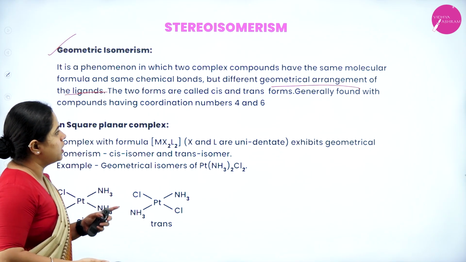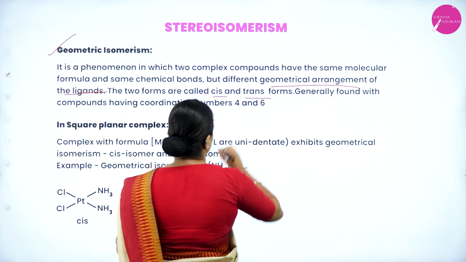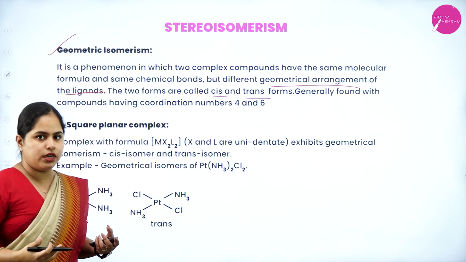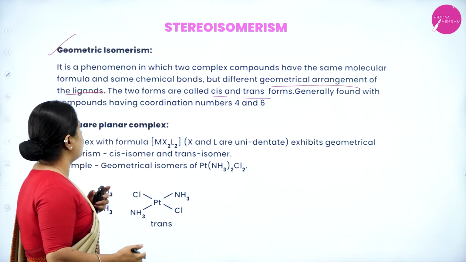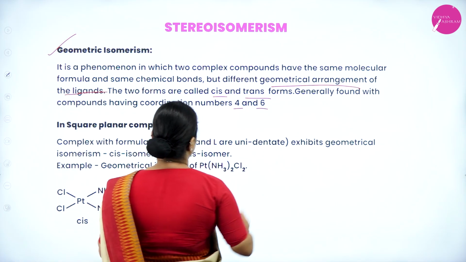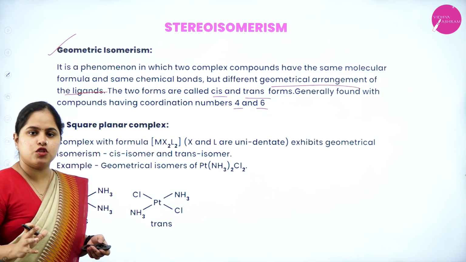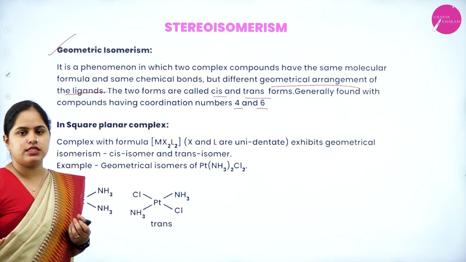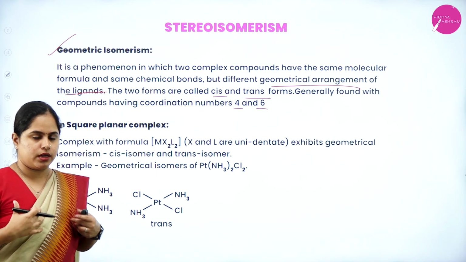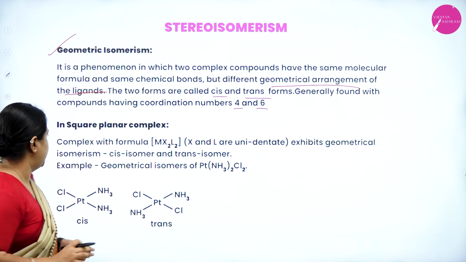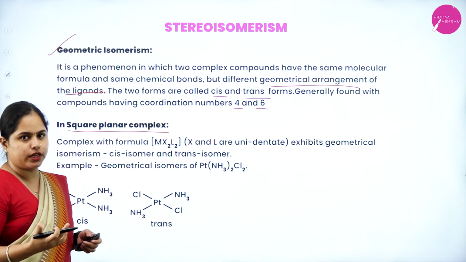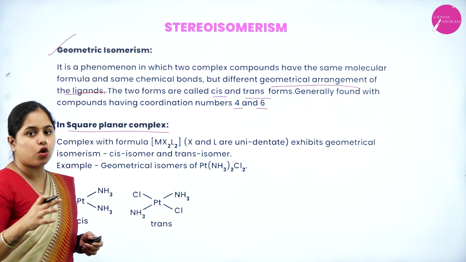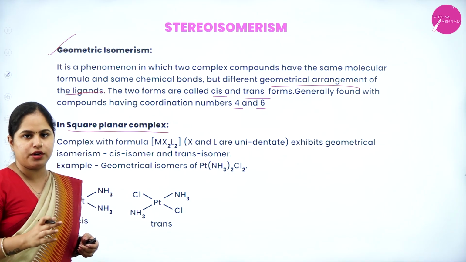The 2 forms are called cis and trans forms. These geometrical isomers, called the cis isomer and trans isomer, are generally found with compounds having coordination number 4 and 6. So which are these isomers? This is the cis isomer, and the trans isomer is there. How to write those isomers we are going to study now. First we are going to see a square planar complex. Square planar complex means the coordination number will be 4. We have already studied this.